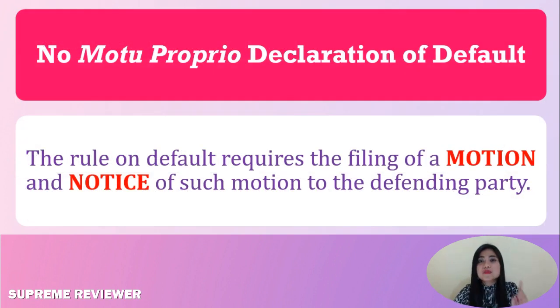Okay. There can be no motu proprio declaration of default. The rule on default requires the filing of a motion and notice of such motion to the defending party. It is not enough that the defendant fails to answer the complaint within the reglementary period. The trial court cannot motu proprio declare a defendant in default, as the rules leave it up to the claiming party to protect his or its interests. The trial court should not under any circumstances act as counsel of the claiming party.